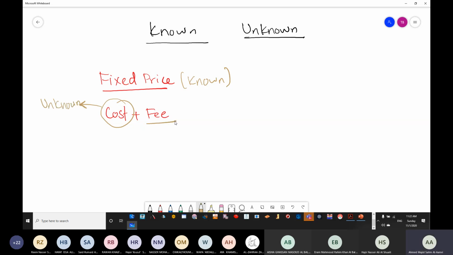What about the fee? Do you know how much is your fee? Will the fee change, or is it something known from the beginning? Okay, so something which is already known.